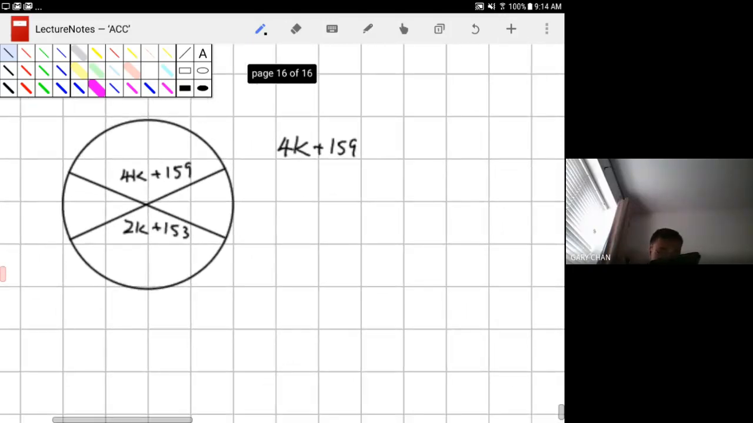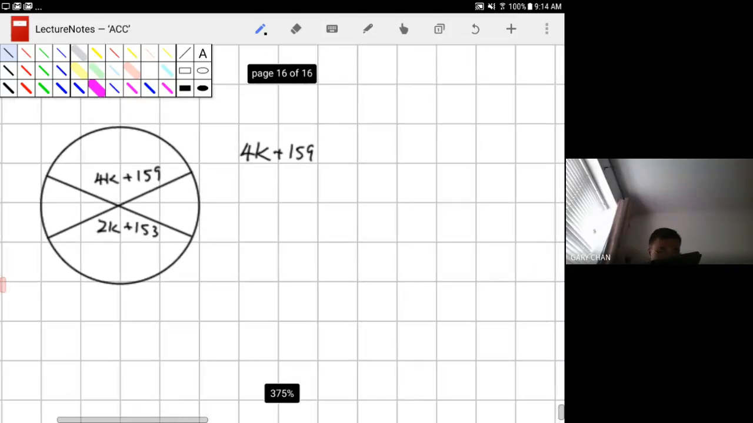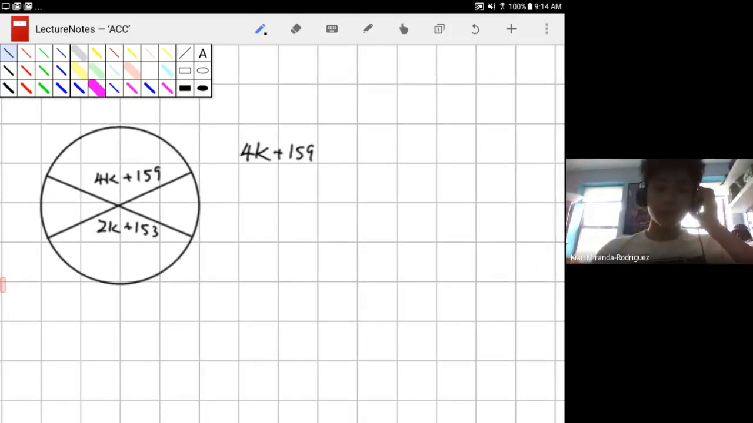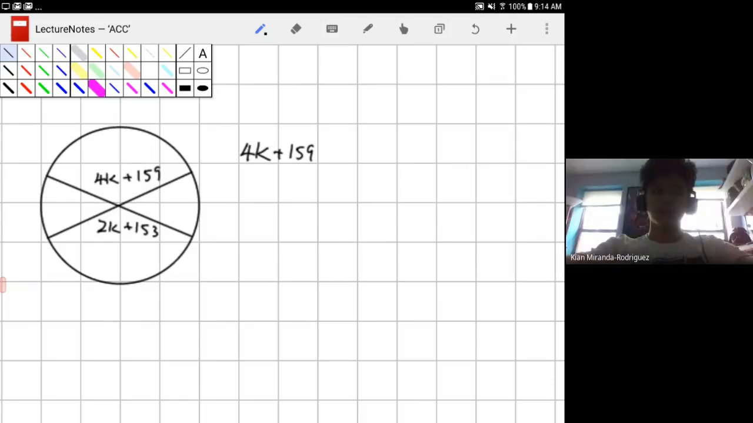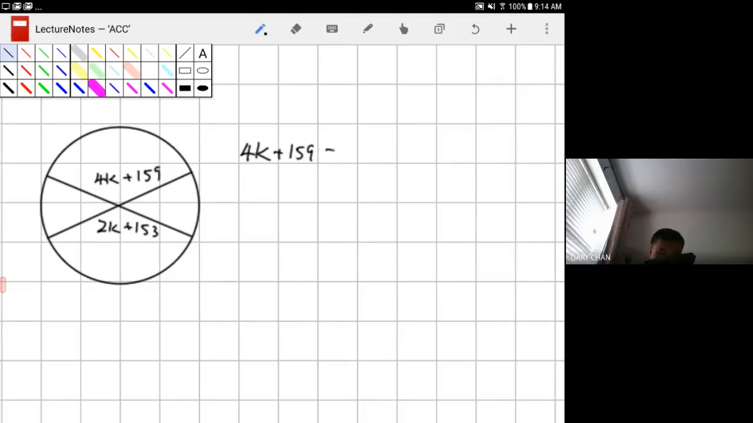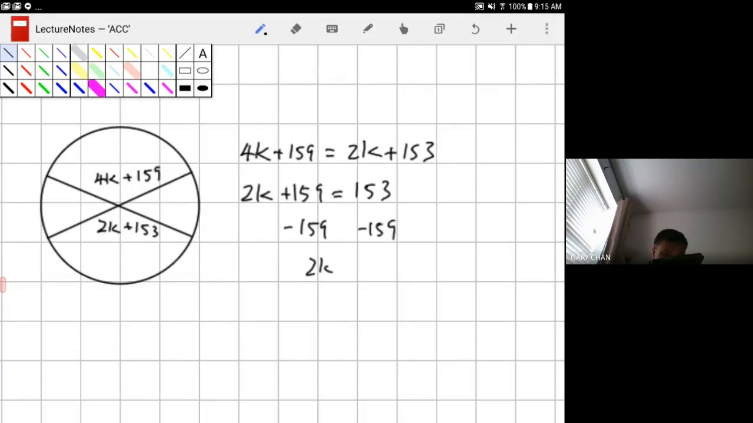Kian, do we equate them or do we add them? We equate them. 4K plus 159 will equal 2K plus 153. If I subtract both sides by 2K, I'll end up with 2K plus 159 is equal to 153. Subtract both sides by 159, I'll end up with 2K is equal to negative 6. Finally, K is equal to negative 3.